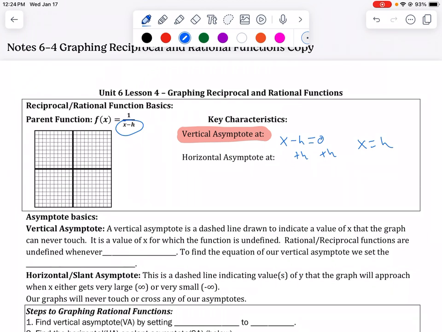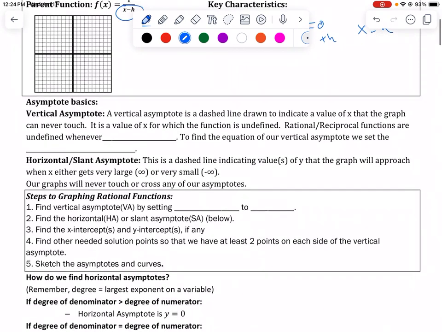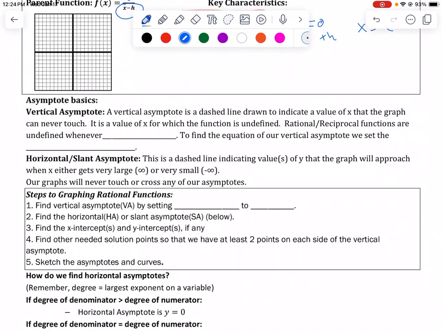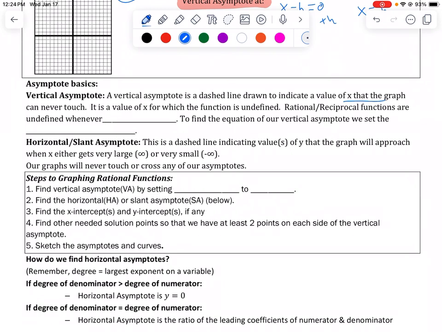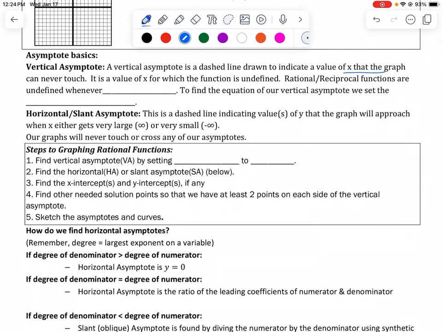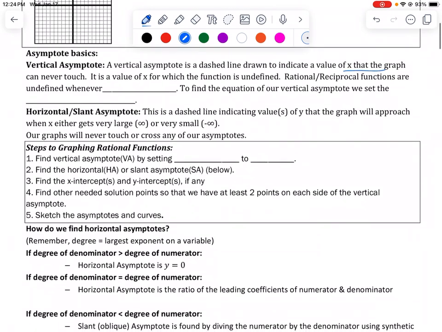And then our horizontal asymptote is pulled from something a little bit different. I'll take a look at it when I work through some of the problems and help clarify that. The vertical asymptote is a dashed line, and that indicates a value of x that the graph can never touch. And then you have these fill-ins. I just want to explain how it works. You can get these filled in.